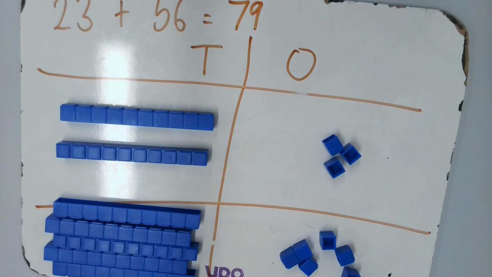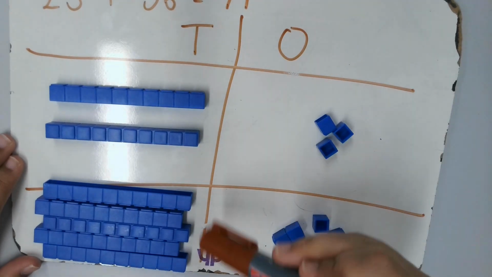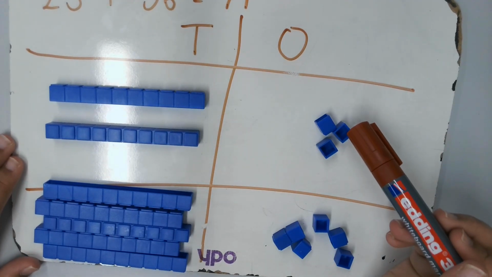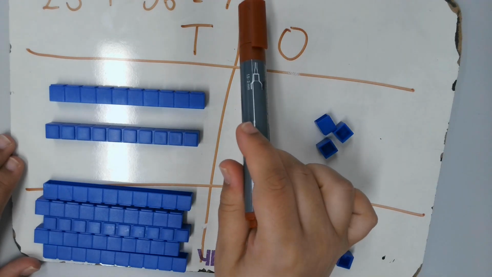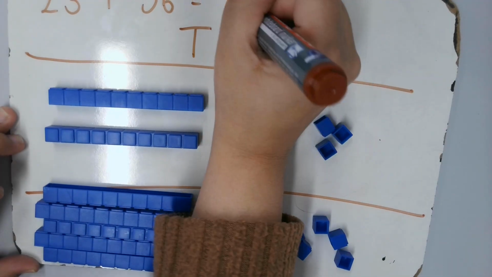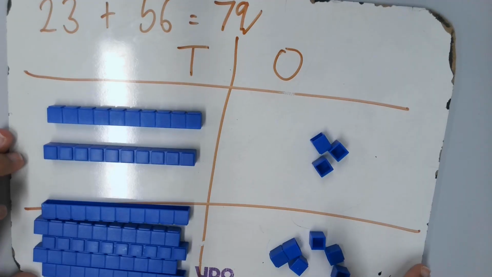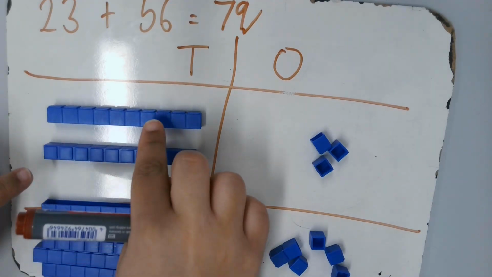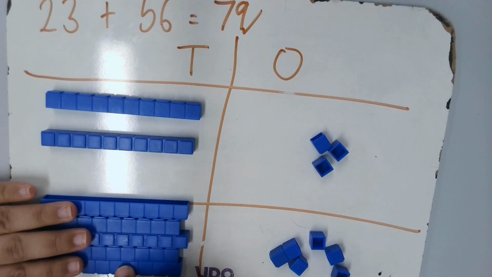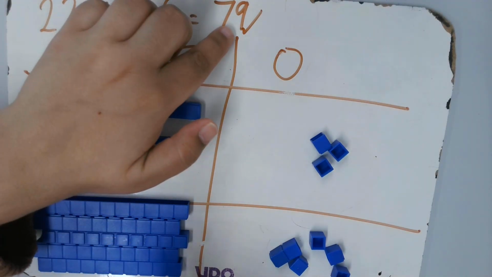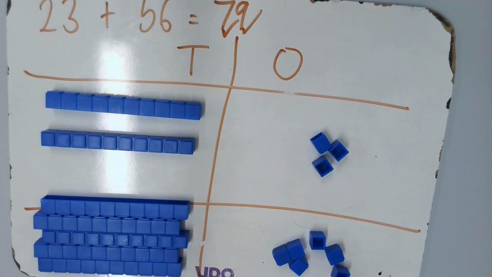Let's check that using our counters. In our ones, let's add the total together. 1, 2, 3, 4, 5, 6, 7, 8, 9. 9 ones. Yes, I'm going to give that a tick. And then in my tens, we've got 1, 2, 3, 4, 5, 6, 7 tens. 7 tens. My answer is 79.